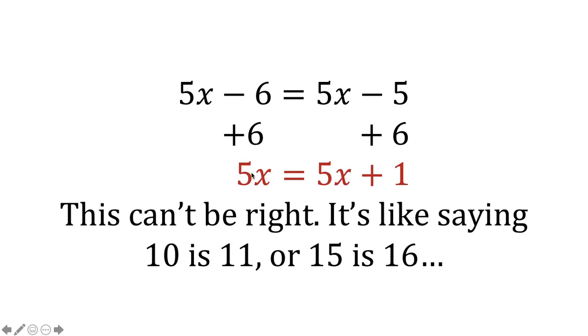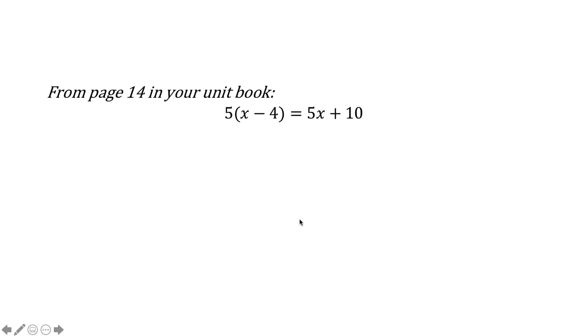Saying something is exactly like itself plus 1 can't make any sense in math. That's like saying 10 is 11, or 15 is 16, or 0 is 1. You can't say that any number is the same as the number right after it. That just doesn't work. So you can't have the exact same number of x's, the same coefficients for x on both sides, and different constants. If you have different constants, it's not going to work when you have the same coefficients.